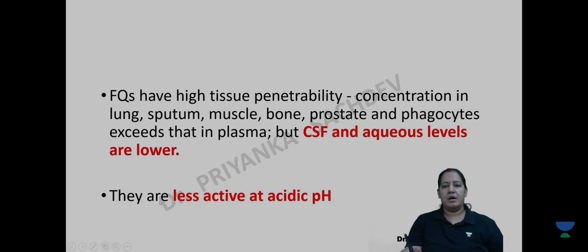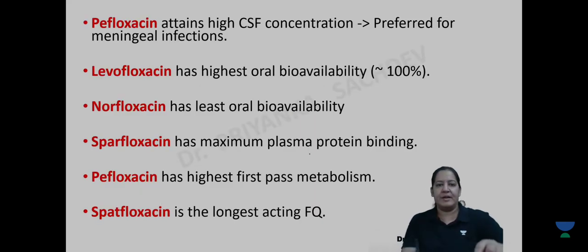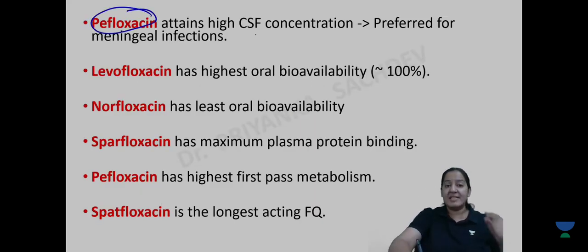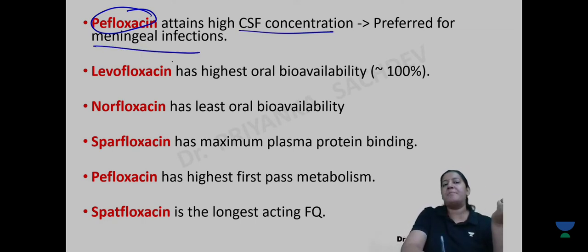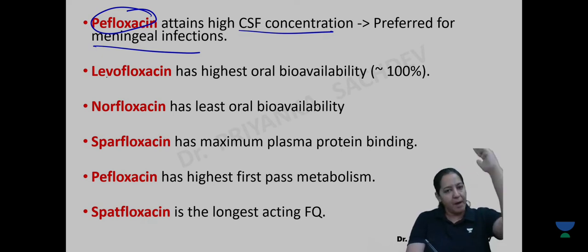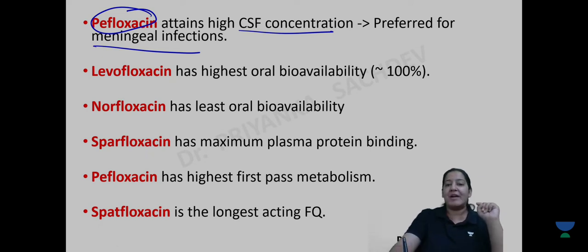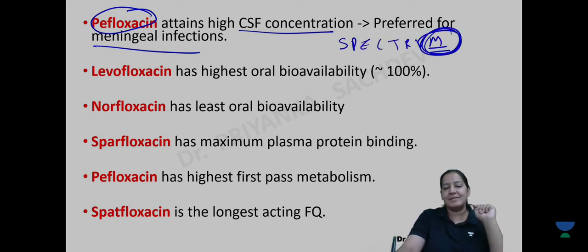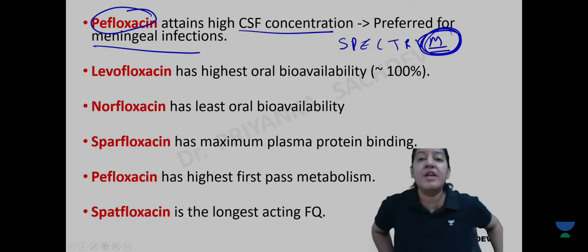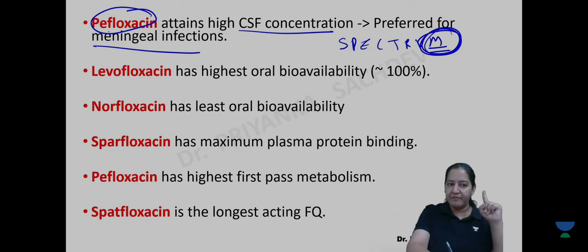Okay, just a second. Yeah, learn this page. So Tofloxacin attains the highest concentration in the CSF. That's why it is the preferred quinolone in meningitis. In meningitis, you want a drug that can reach the CSF, and among all, it has the highest concentration in the CSF. That's why in the spectrum, what is the M? 4G spectrum, the M is meningitis. So it is given in meningitis. Now, which of them is given in meningitis? In meningitis, we prefer Pefloxacin, the reason being it has the highest CSF concentration.